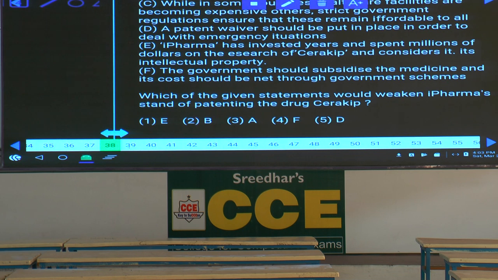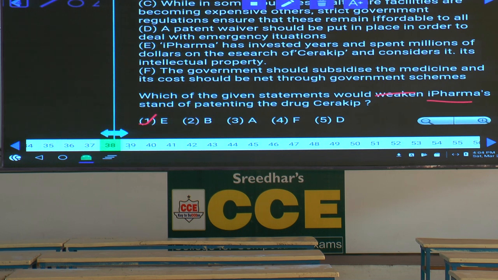Now, what is that 38? Which of the given statements would weaken iPharma's stand of patenting the drug Seraquip? Here there is no answer to this at all, isn't it? All are supporting. The reasons, the causes, the effects are given. Nothing has been said about weakening here, isn't it? Then, if you take, would strengthen the iPharma's patent. Strengthening means E is it. Then E will be the answer.